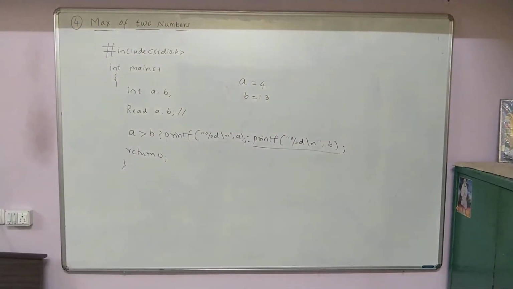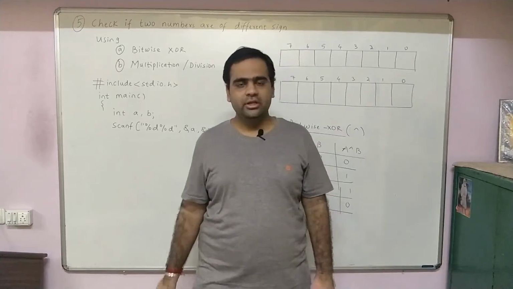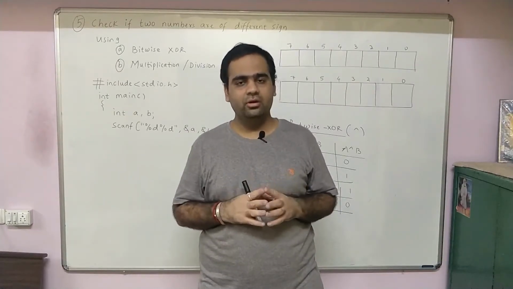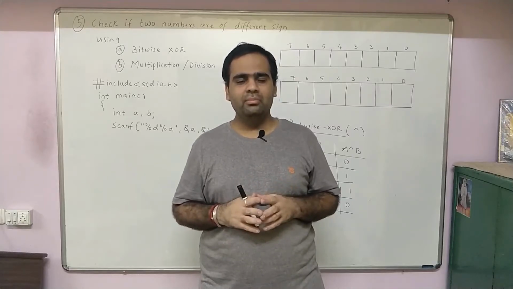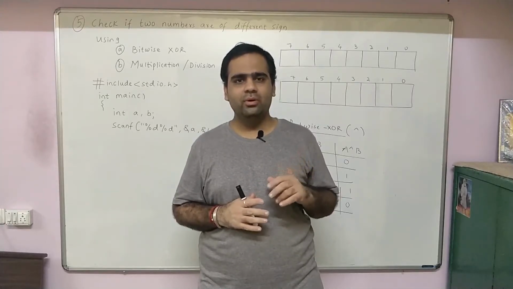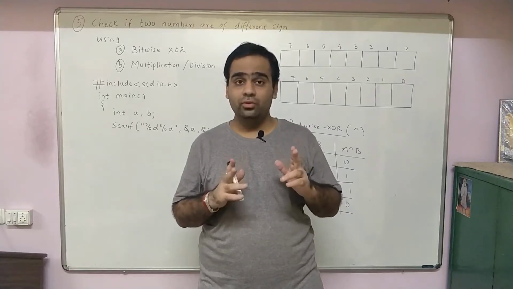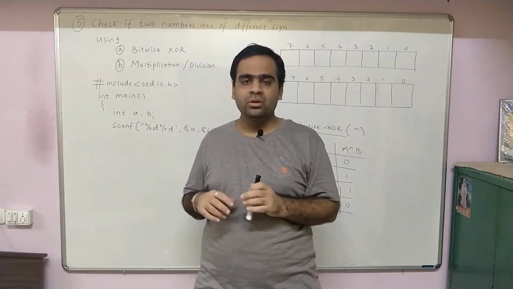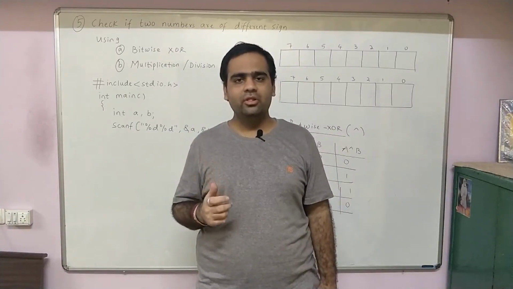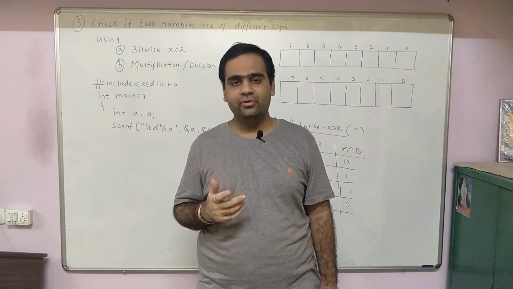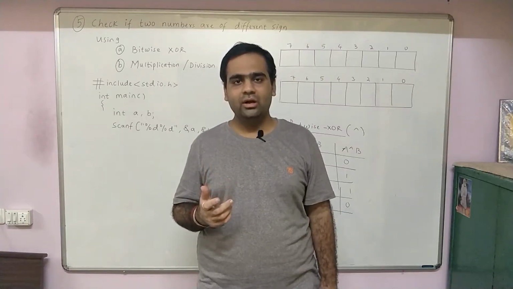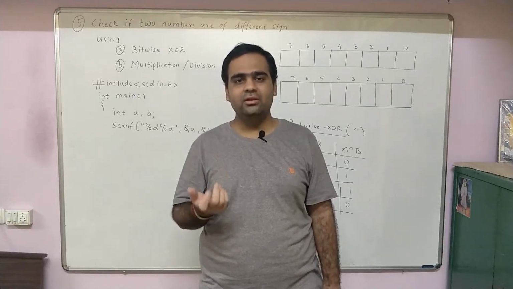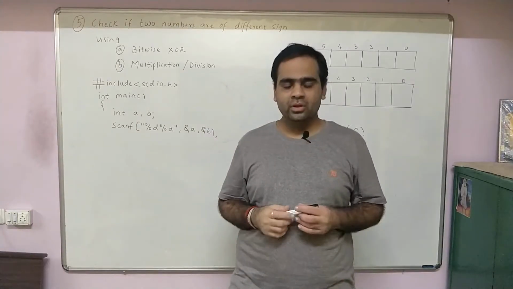Let us see the next program on how we find if two numbers are of the same sign or not. Now what do we mean by same sign? If both the numbers are positive, you have to say no, both the numbers are not of different sign. If one number is 4 and the other number is -3, yes, both the numbers are of different sign. If one is -4 and the other one is -3, then also you have to say both the numbers are of same sign, they are not of different sign.